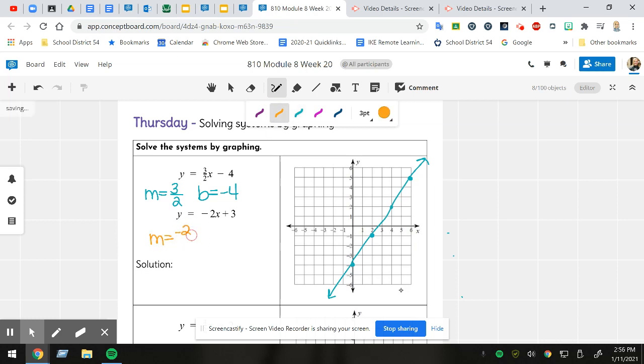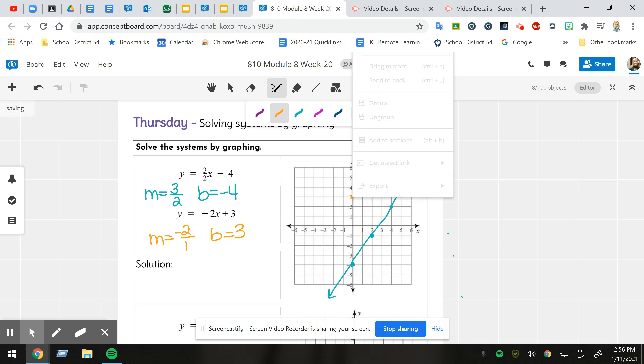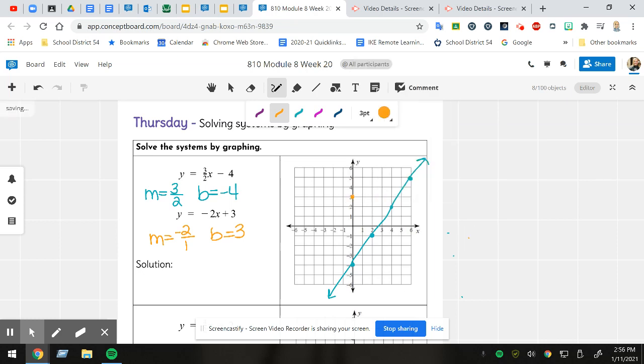All right, the second line, excuse me, we have an m value of -2. So -2/1. My b value is 3. So I'm going to start at +3, put my point. My slope is negative, so instead of going up, I'm going to go down, right 1. Oops, I have an extra point there. I didn't mean to do that. I'm going to do it again, down, right 1, and you may already have noticed something. Connect.